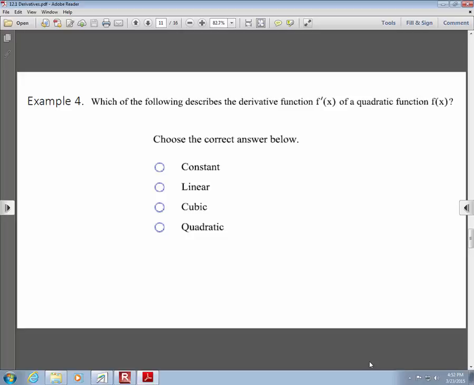You're going to get 2x, right? Because I drop that 2 to the front. I subtract the 1 from the 2, I get 2x. Well, what kind of function do I have here? Look at the degree of the exponent. It's 1. That means the function that I got is a linear function. So my answer is linear. This is telling me anytime I take the derivative of a quadratic function, I'm always going to get back a linear function. So that's what they're asking for in that problem.